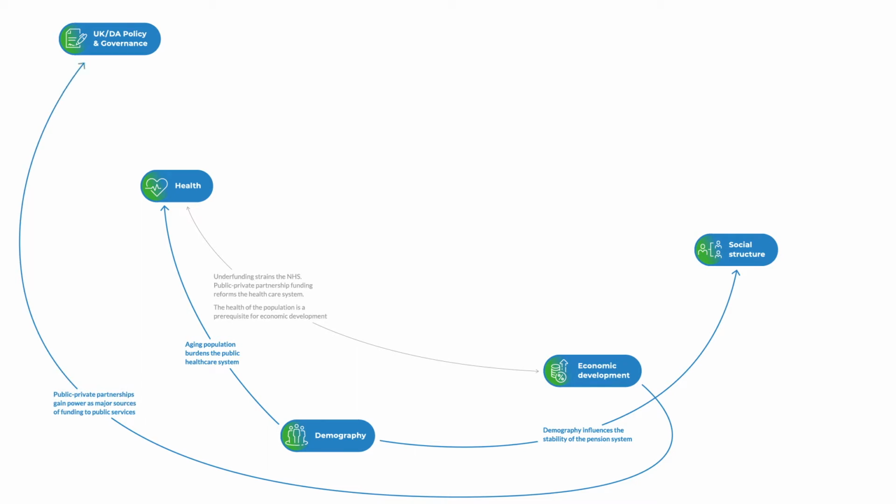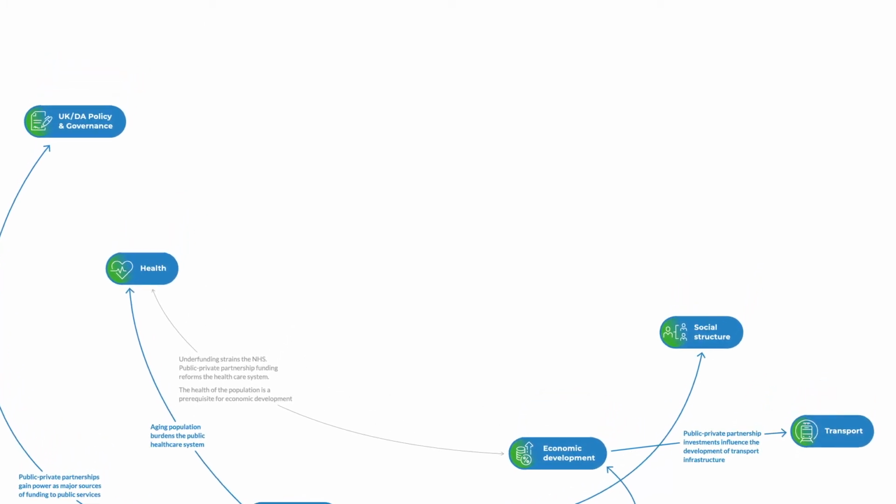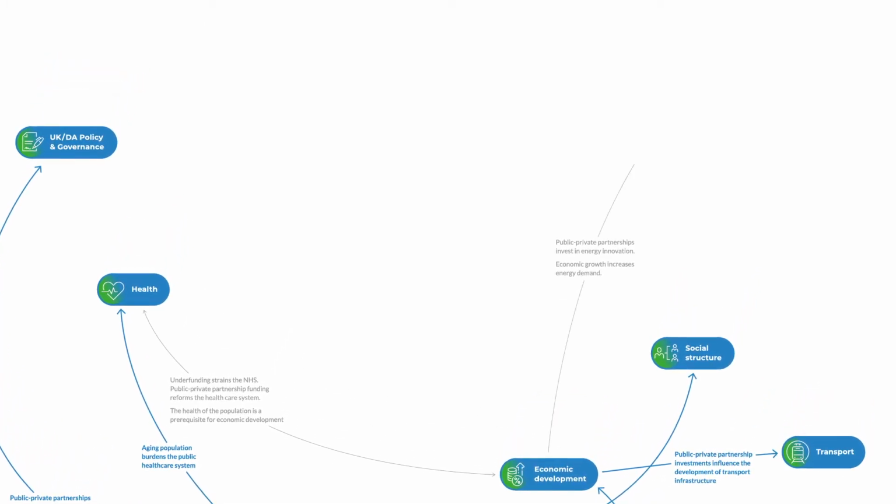The influence of public-private partnerships gradually grows and becomes a key factor in the expansion of multiple sectors such as transport and energy. In both urban and rural areas, people increasingly rely on trains and buses, and the UK moves towards lower carbon transport.